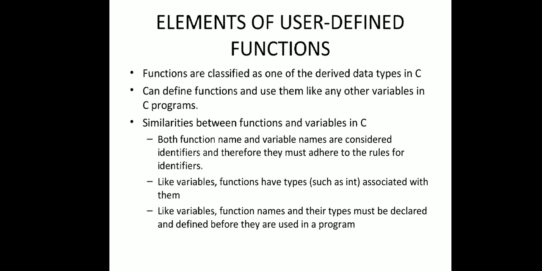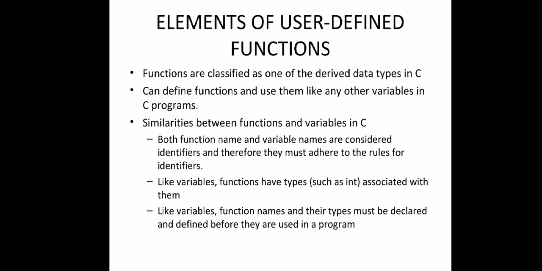Then what are the similarities between functions and variables in C? Both function names and variable names are considered as identifiers, and therefore they must adhere to the rules for identifiers. Whenever we talk about identifiers, there comes the set of rules which needs to be followed, right? Since function is similar to variable, obviously it has to adhere to the rules for identifiers. Please recall the rules for identifiers.